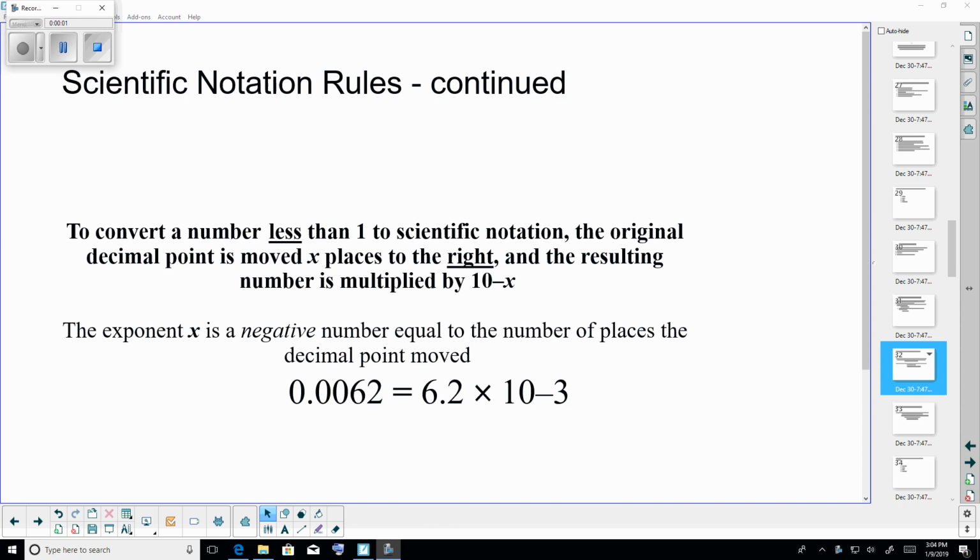So any questions about the stuff we've done before? Okay. So we talked about scientific notation.